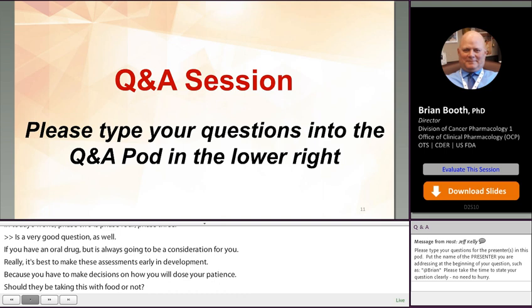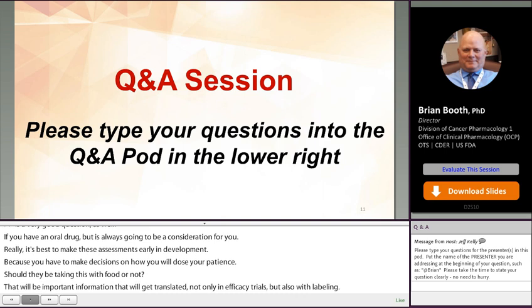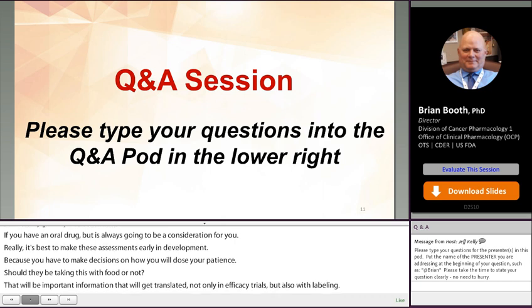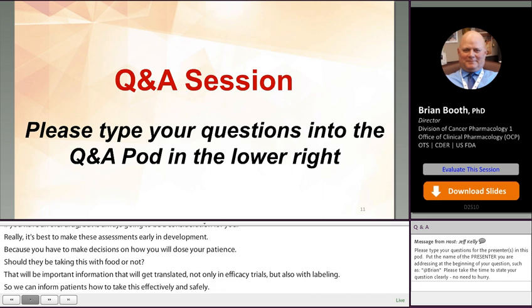So if you have an oral drug and you think you're going to be doing a lot of your pivotal studies in phase 2, then you probably want to take an early look at the effect of food in your phase 1 studies, to make some rational choices about how to dose those patients moving forward.